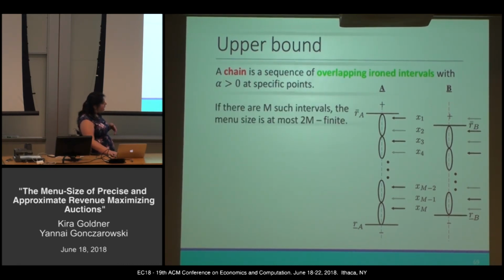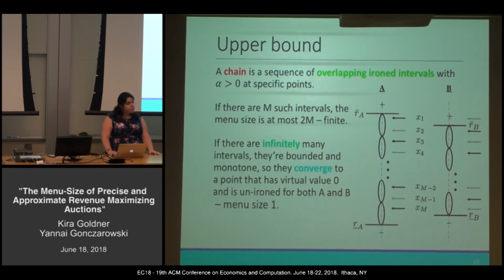And if there are m of these overlapping intervals, then the menu size is at most 2m, so it's finite. I only showed you where m things came up. The problem is, why couldn't it be infinite? Why can't I have a sequence of infinitely many intervals, this chain going on forever? I could. I absolutely could. But it turns out that by some cool fact, it's still finite.